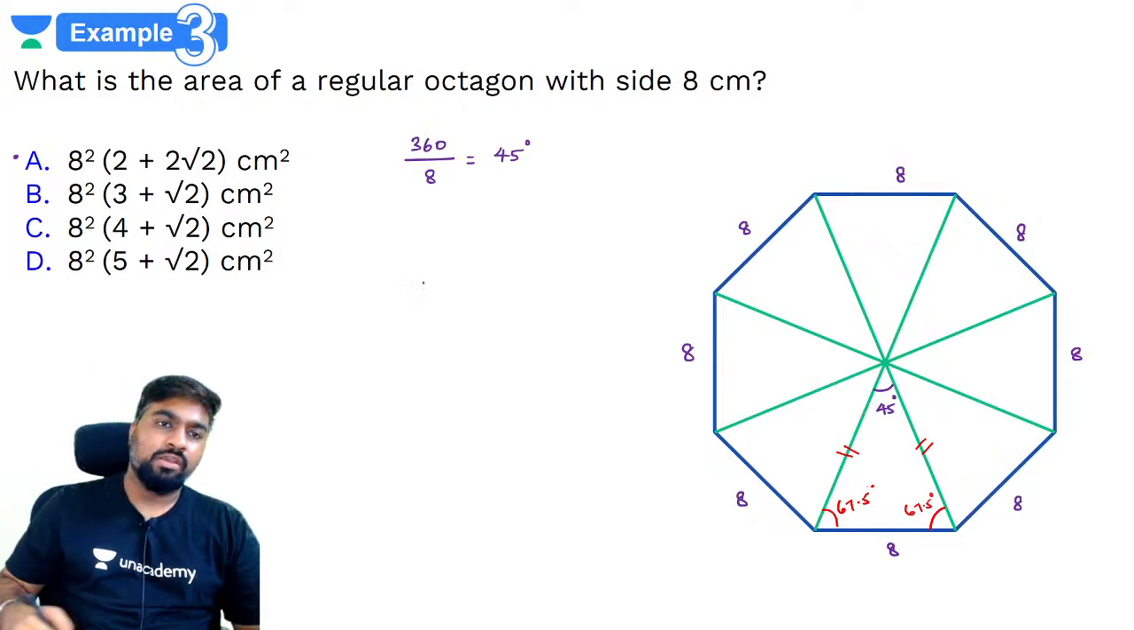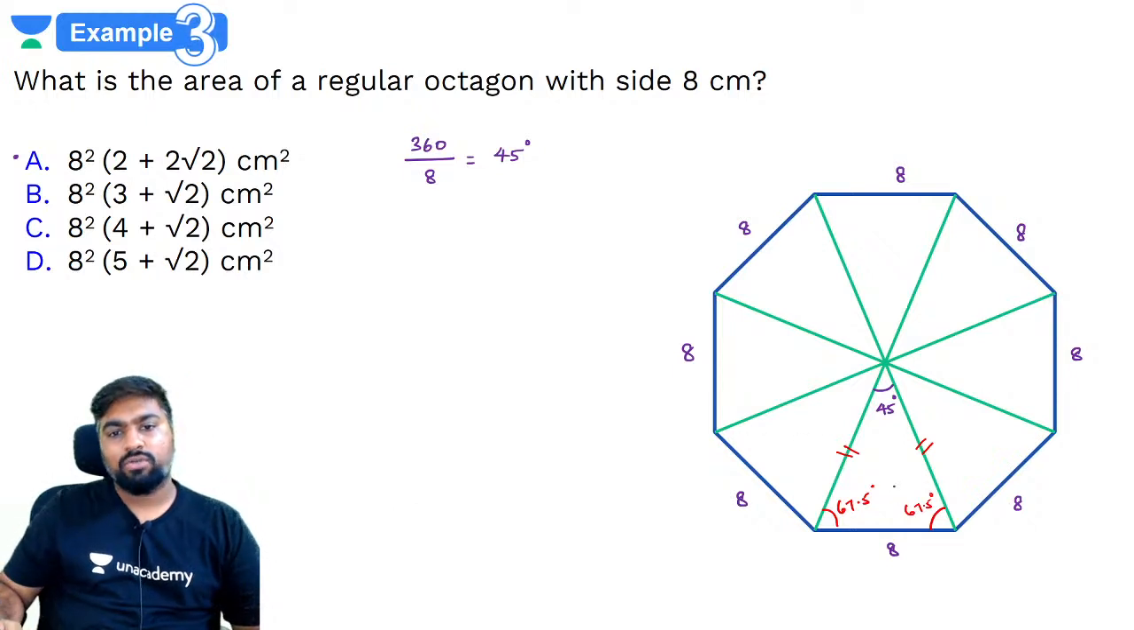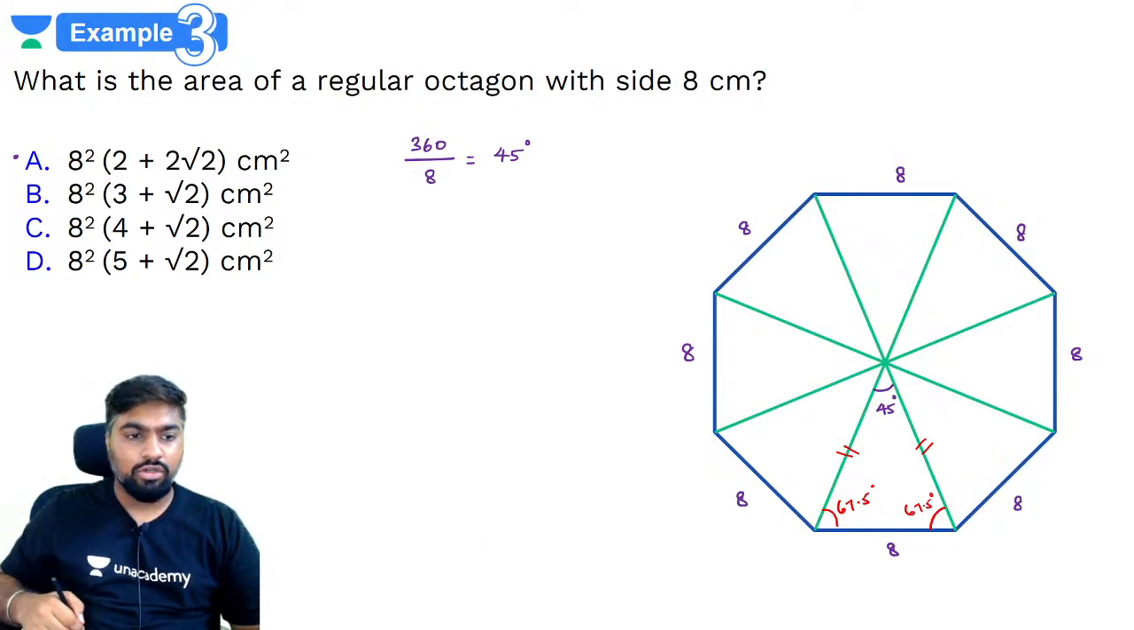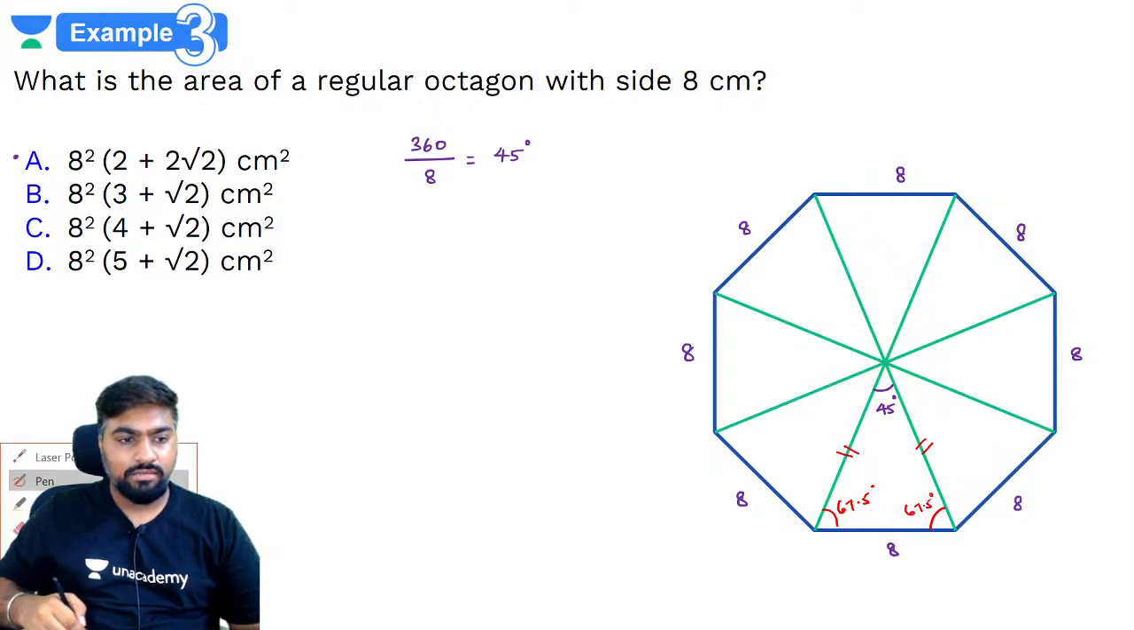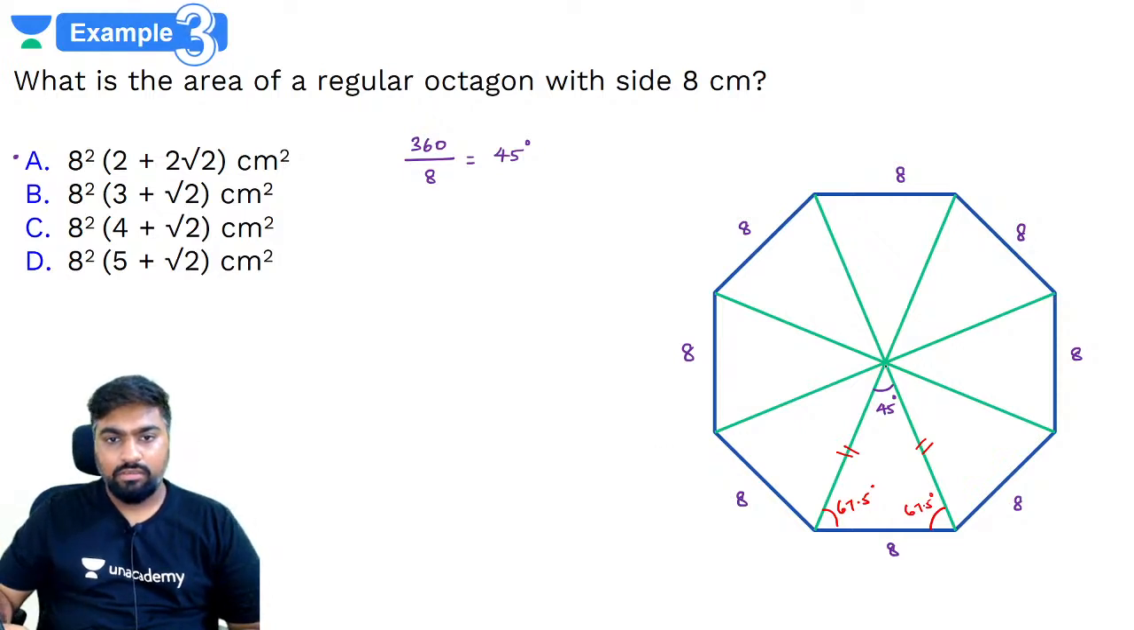Understood? So with a regular octagon, it becomes a little complex for us to identify the area of each of these, because this is an isosceles triangle. You know the base, but you do not know the height. Do you know this distance? Not really, right? If you know this perpendicular height, then you can find the area easily. Otherwise it becomes very difficult, right?